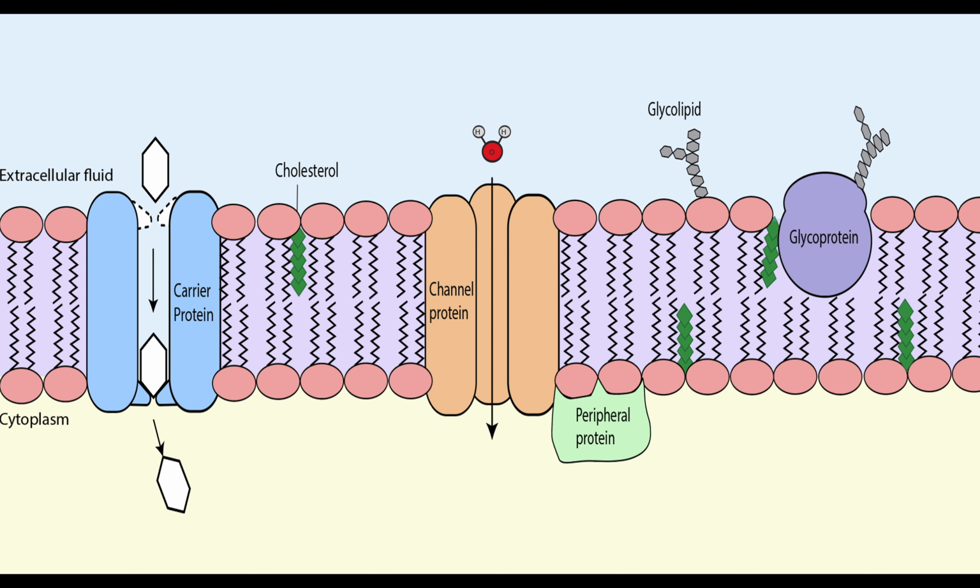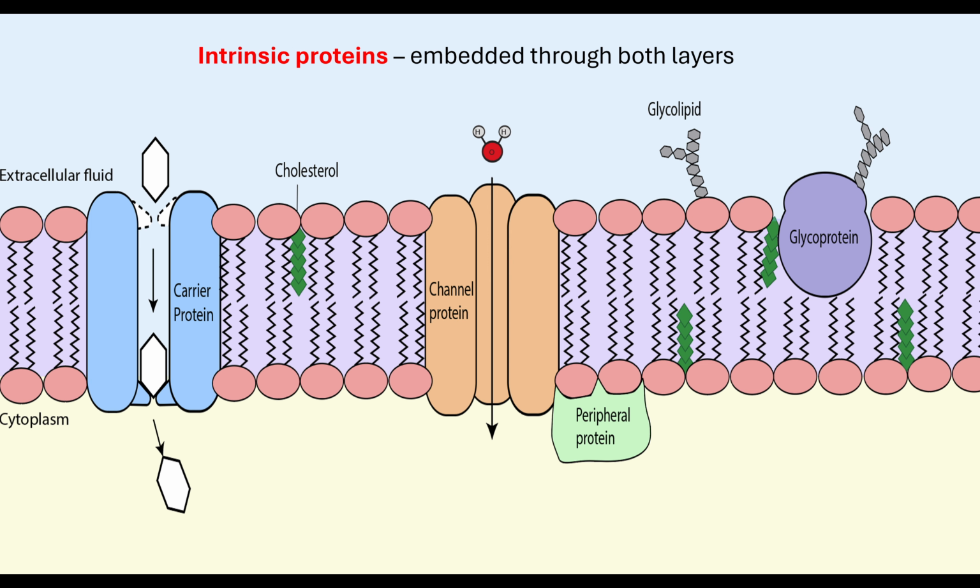If we look at the proteins which are inside the membrane, we call the ones which are embedded and go through both layers intrinsic proteins. If they are inside the membrane, that phospholipid bilayer, they are known as intrinsic proteins. So carrier protein, channel protein, these are intrinsic proteins.